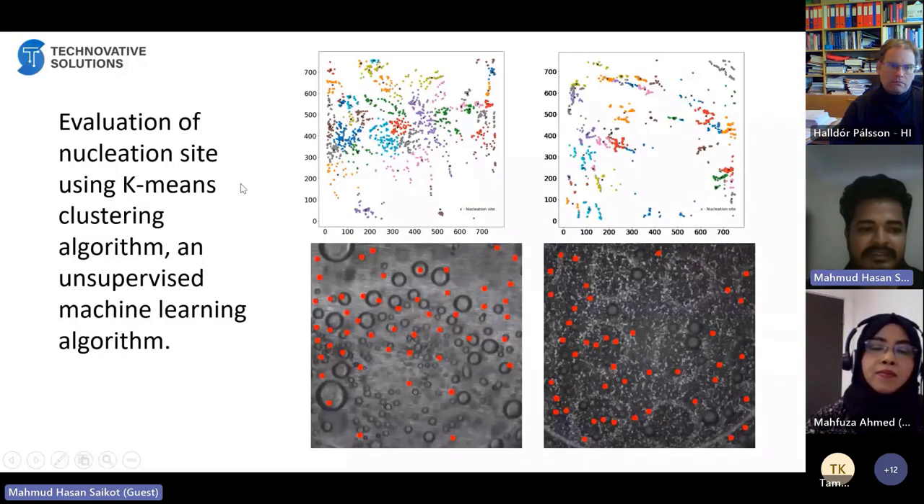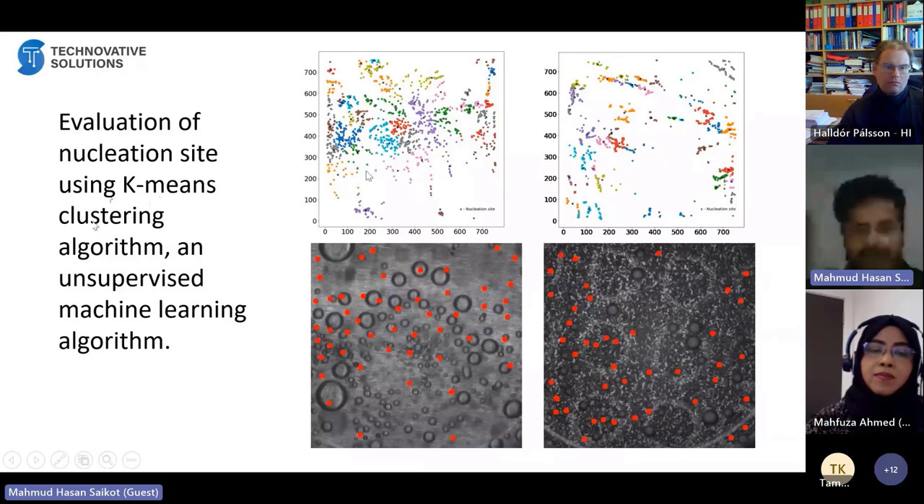This is a part of our analysis. We evaluate the number of nucleation sites using the k-means clustering algorithm, which is also an unsupervised machine learning algorithm, which means you do not know how many nucleation sites there are, but you have to iterate using different numbers of nucleation sites or clusters, as we're talking in the perspective of the k-means clustering algorithm.